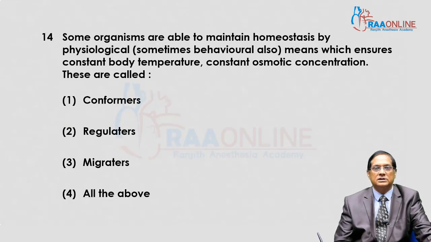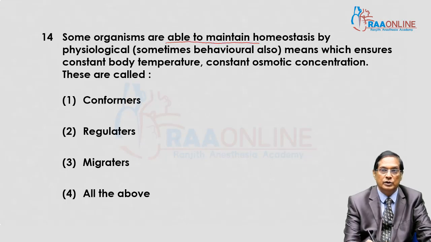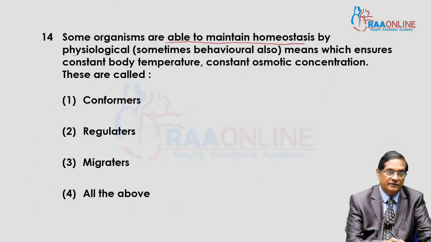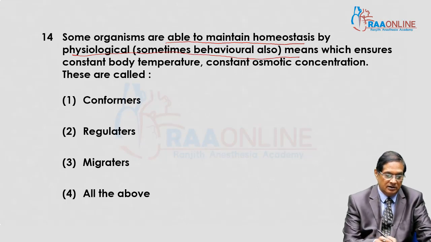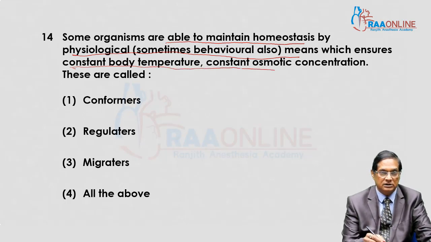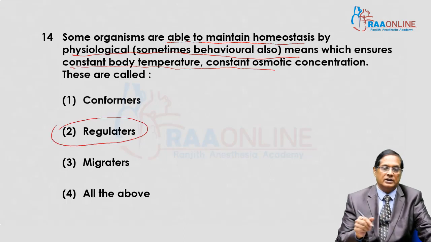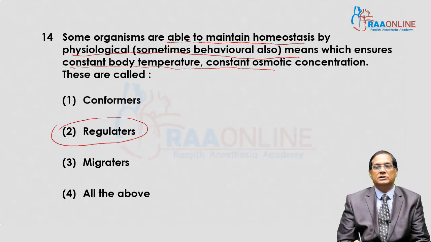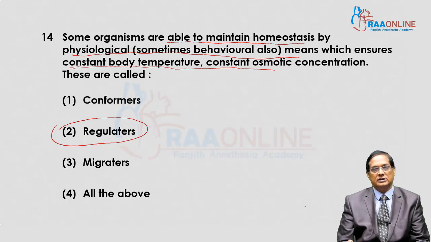Question number 14. Some organisms are able to maintain homeostasis by physiological, sometimes behavioral means also. This ensures constant body temperature and constant osmotic concentration. They are known as regulators. I have already mentioned these organisms have the ability to maintain homeostasis. Their body temperature is constant.